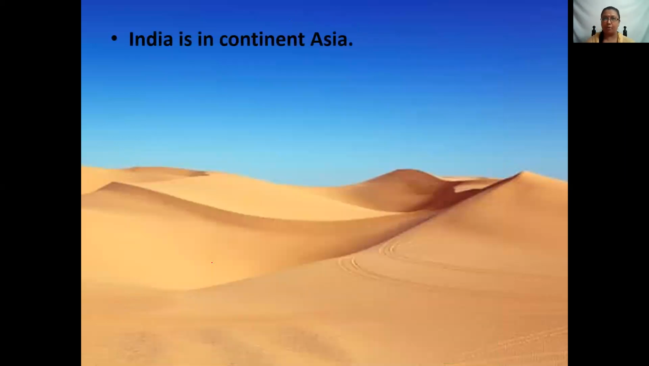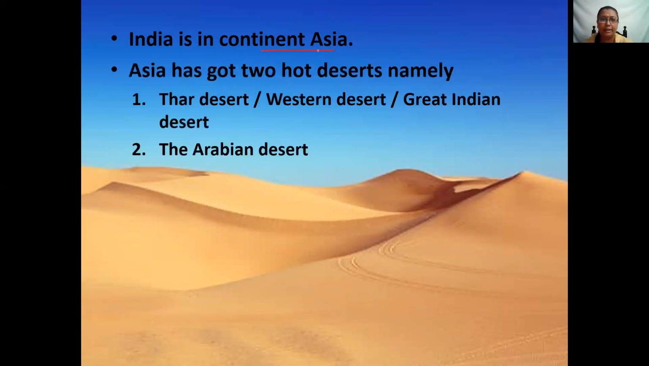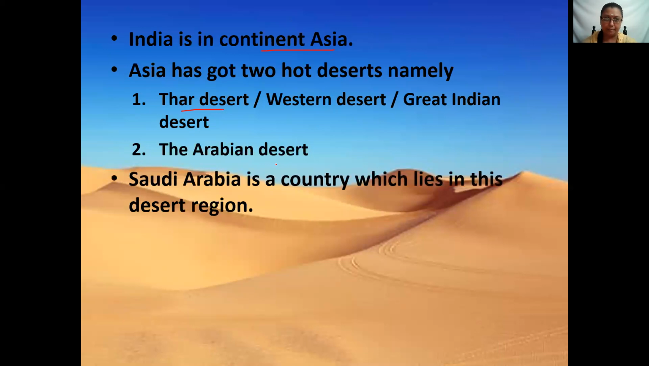And now let us see the points on this. India is in continent Asia. Yes, we know that. Asia has got two hot deserts, namely the Thar Desert, Western Desert or the Great Indian Desert, and the Arabian Desert. Of course, there are a few more deserts which we saw in the map, but these are the two more important or more commonly known deserts.